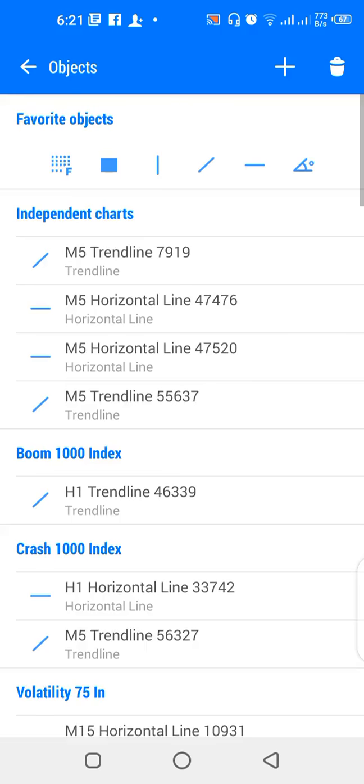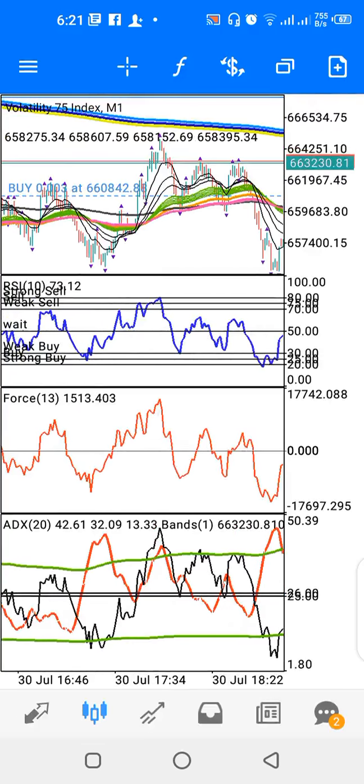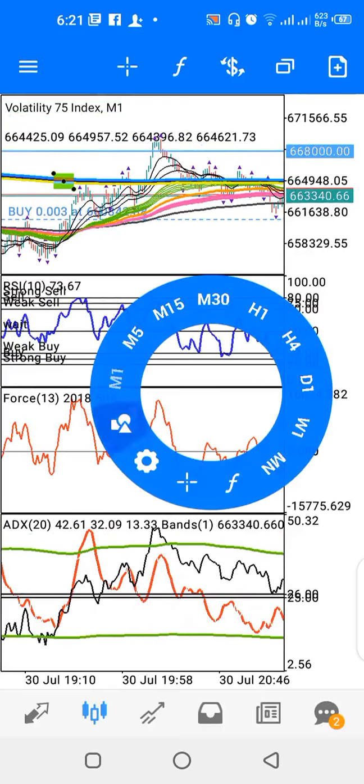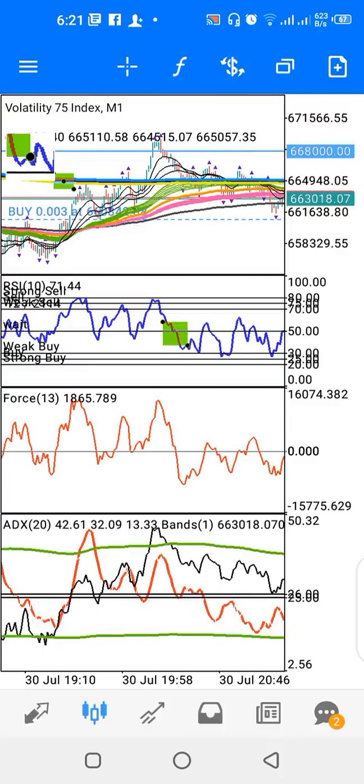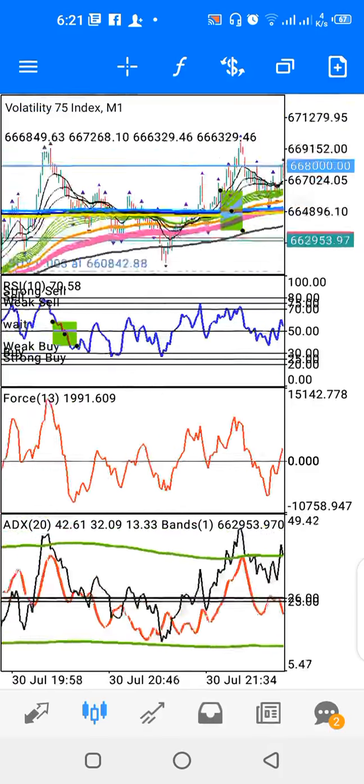And then you sell when it crosses below the midline. You buy when it crosses above, and you sell when it crosses below. So that's the way it works.